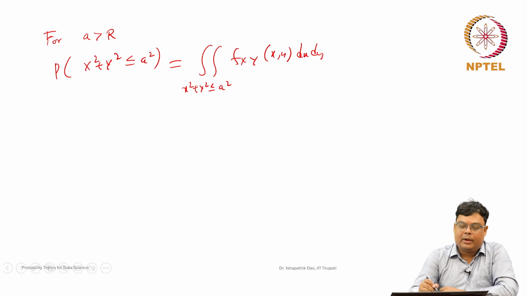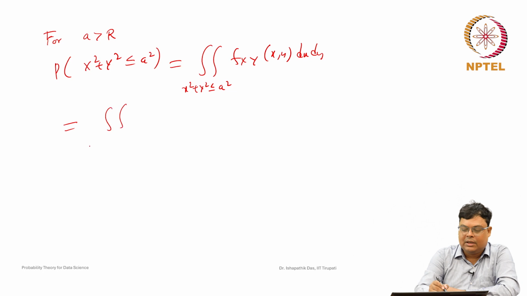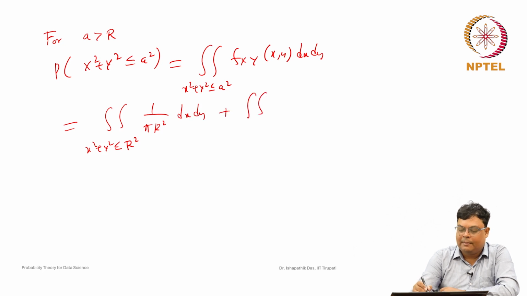Now, x square plus y square is less than or equal to a square, and a is greater than r. So, the density will be 0 outside. Basically, this integration can be divided like this: the integration over x square plus y square less than or equal to r square of the density function f x y dx dy inside the region, plus the integration over x square plus y square greater than r square and less than or equal to a square.